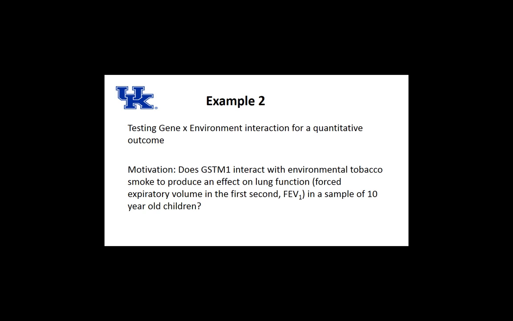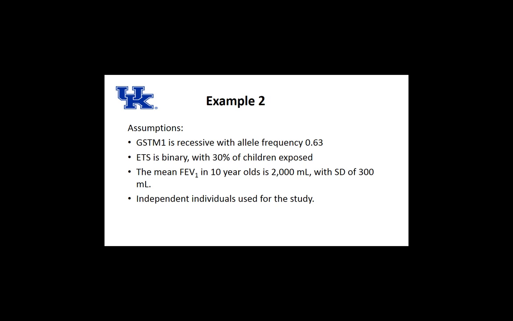Okay, so I'm going to go through one more example in Quanto, a gene-environment interaction. This was something that was tried in our group in Plink. Does this particular gene interact with environmental tobacco smoke, affecting lung function? We make assumptions based on this particular gene behaving in a recessive fashion with a particular allele frequency, and a binary exposure variable, with 30% of children exposed.